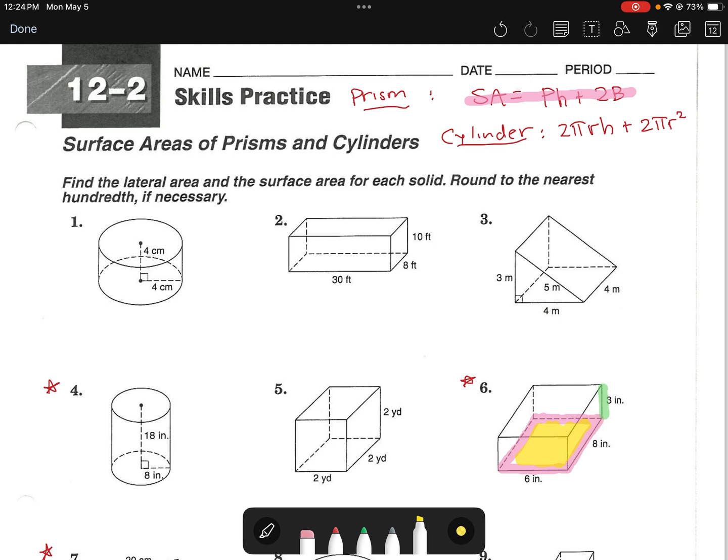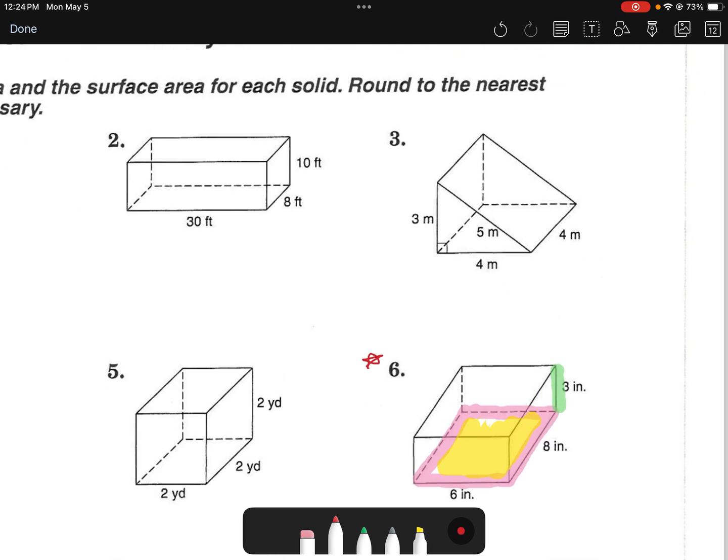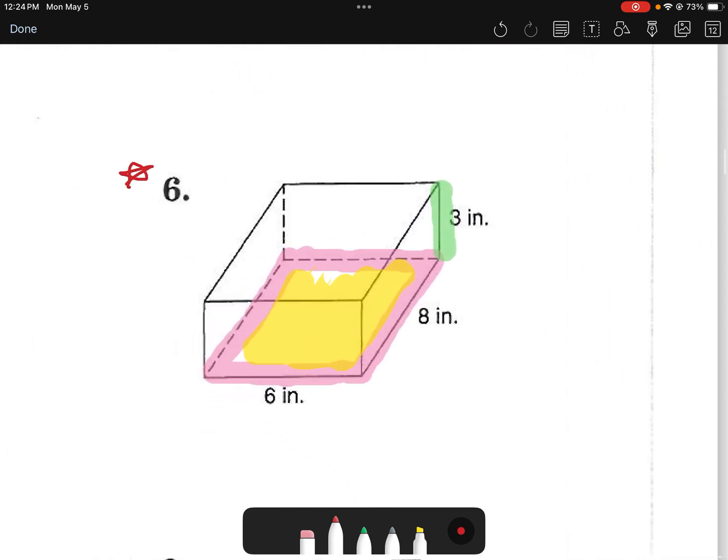Okay, so maybe that sounds complicated. It really isn't. Let's just make sure we know what we're doing here. Surface area: perimeter of the base times the height of the prism plus the area of 2 of the bases. What is the perimeter of our base? It's going to be 8 plus 6 plus 8 plus 6.